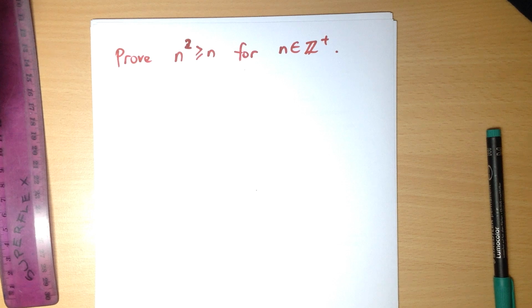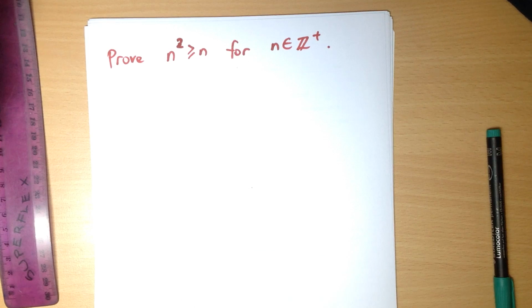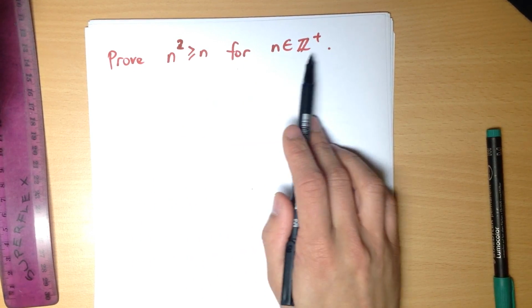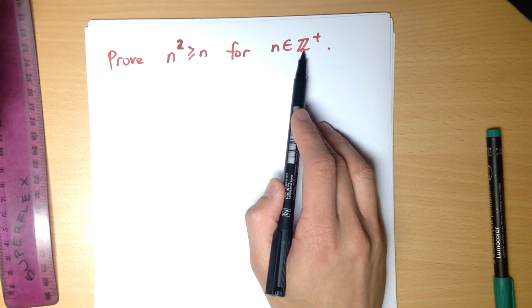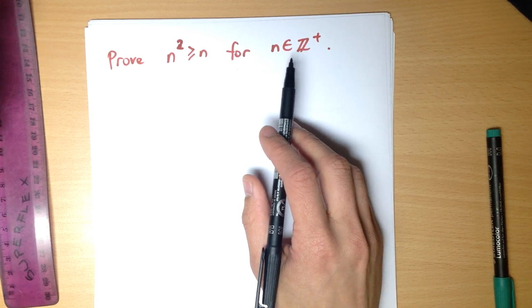Okay, this is a really quick proof which we can do by mathematical induction, so long as you understand how inequalities work when you're trying to manipulate them. This is what I've been asked to prove, that n squared is greater than or equal to n, for n being positive integers. So 1, 2, 3, 4, 5, 6, 7, and so on.